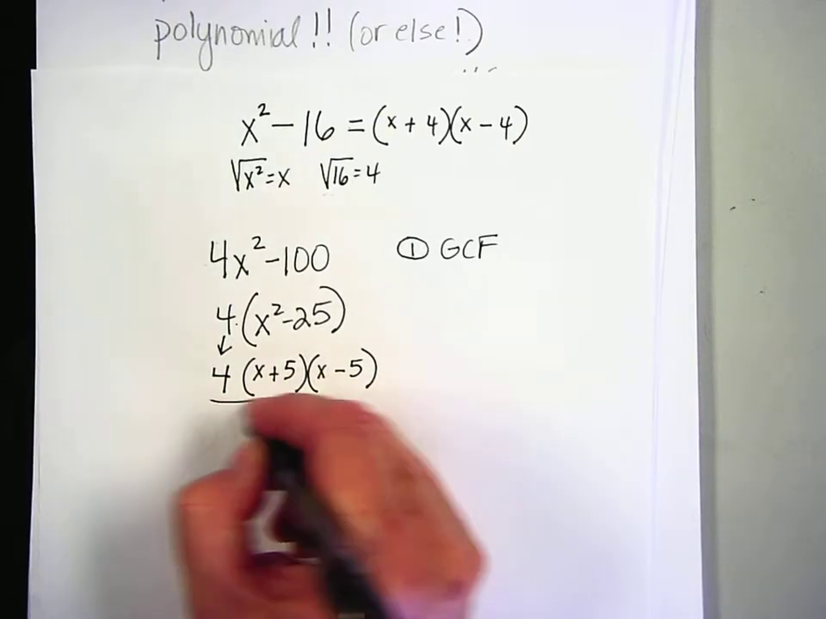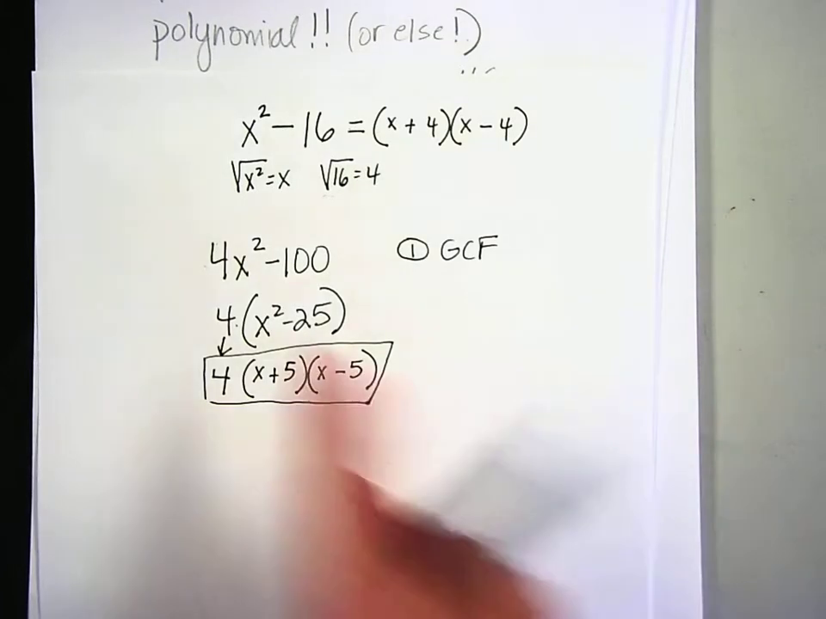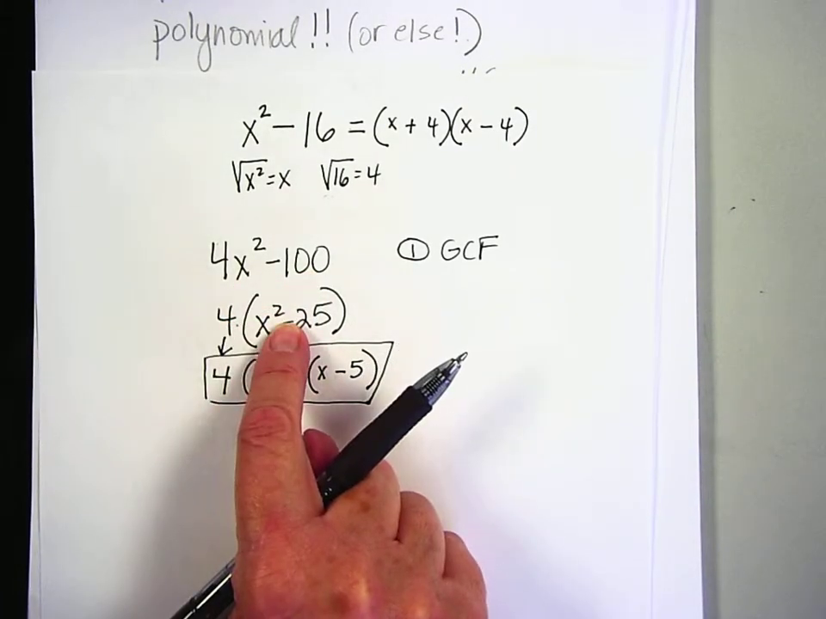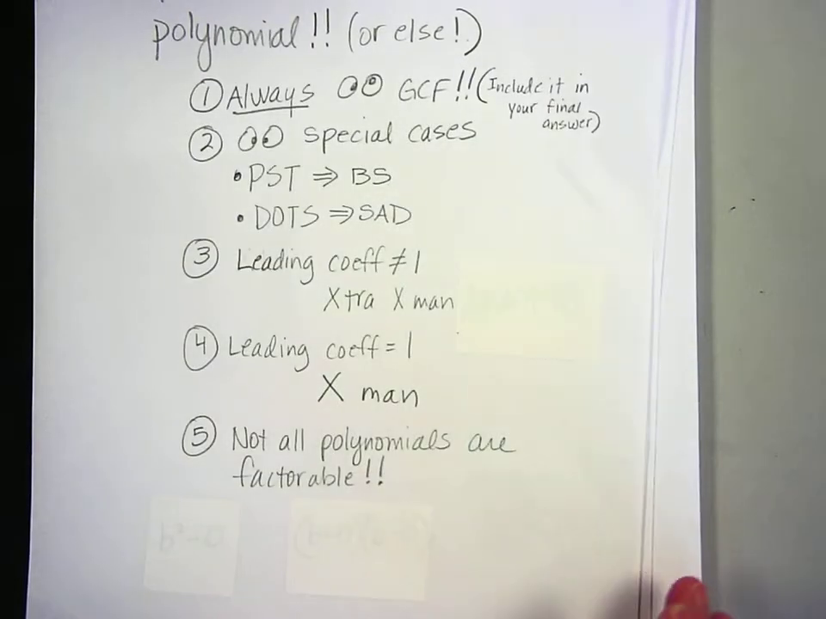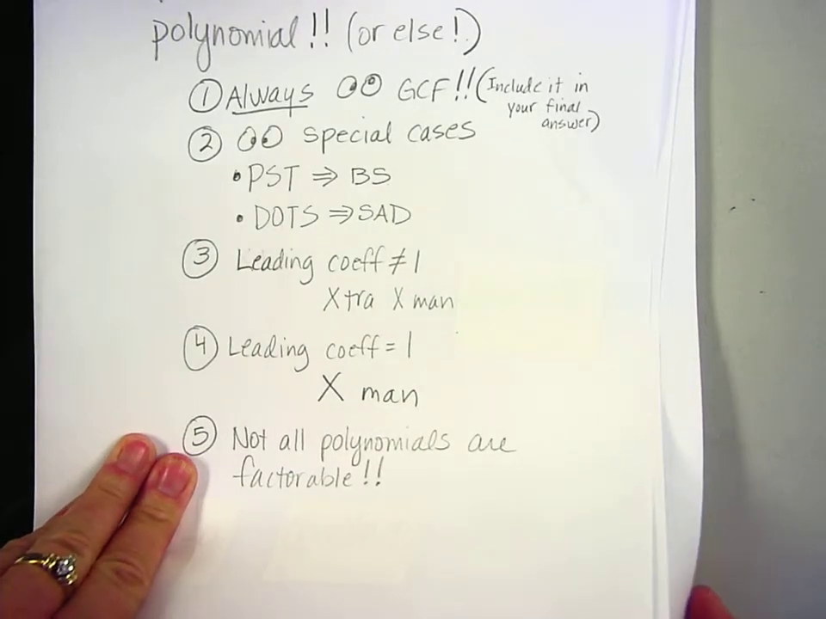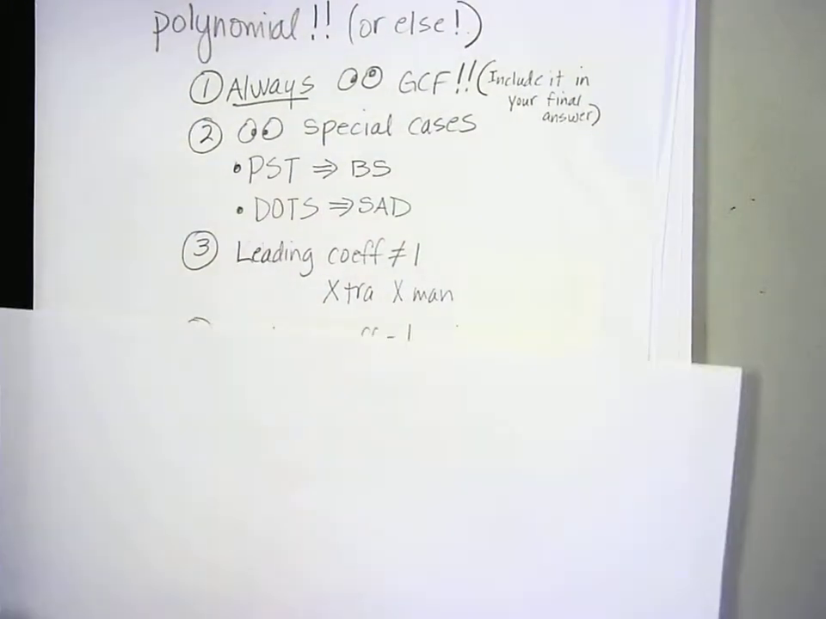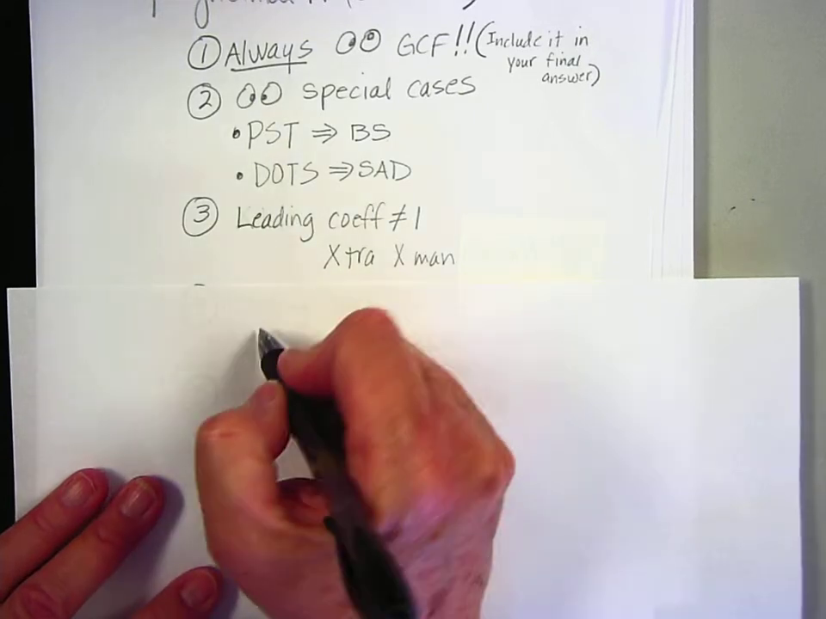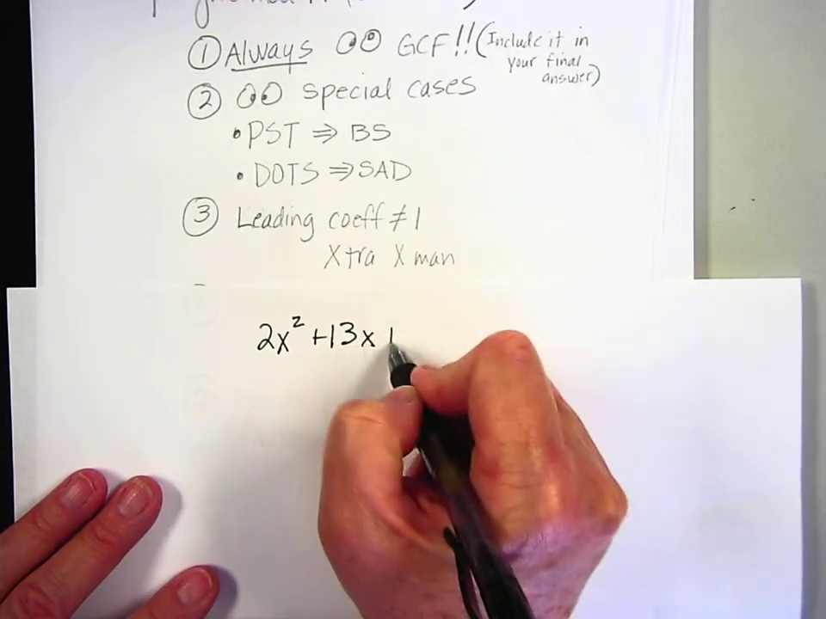Expression. So this is the complete factorization. This is a difference of two squares, but you've got to at least look for the GCF first. Now, the next thing we look for: if the leading coefficient is not equal to 1, you're going to do extra x-man. So let's take a look at something like 2x squared plus 13x plus 15.